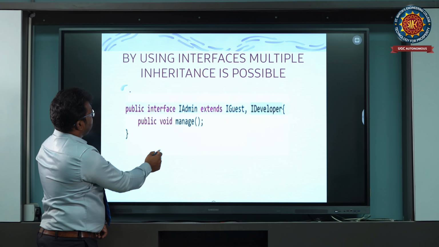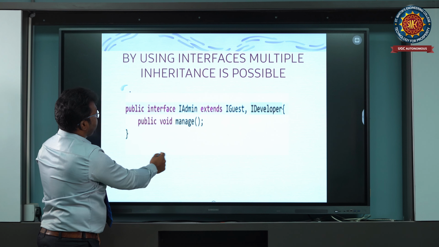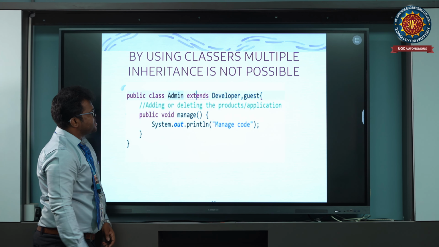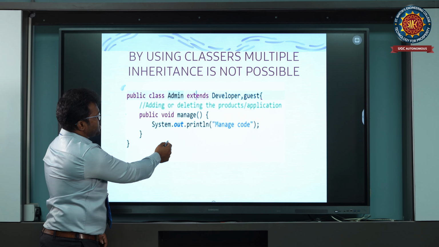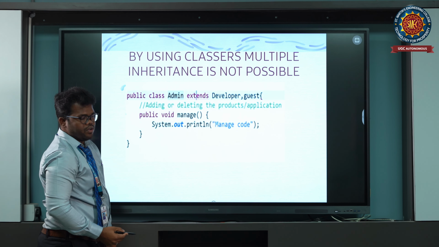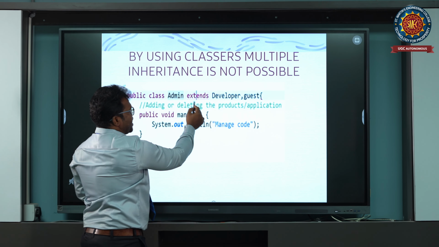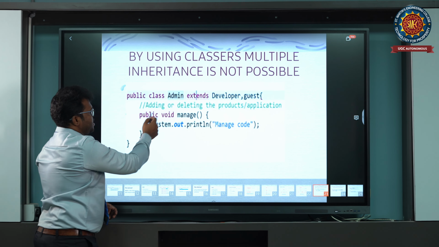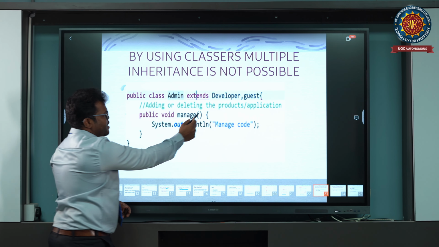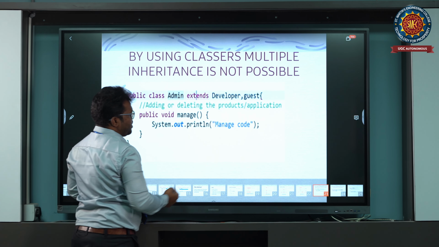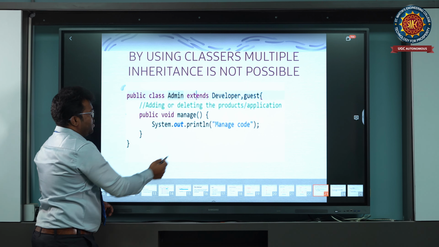For example, by using classes, multiple inheritance is not possible. For example, public class admin extends... Extends is the inheritance keyword. For example, developer, guest. Here, adding or deleting the products application. Public void manage method, System.out.println manage code.